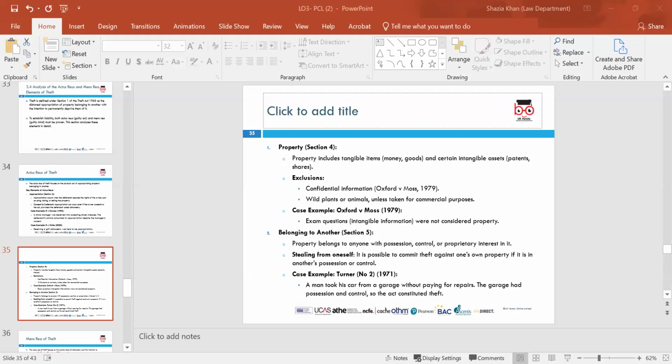And then belonging to another is section 5 of the Act, which looks at how the property must belong to someone else, meaning they have possession or control over it. Courts have developed case law to define the nuances of appropriation and dishonesty, such as the assumption of any of the owner's rights principle from the case of R v Morris, which is the most famous case in regards to that.